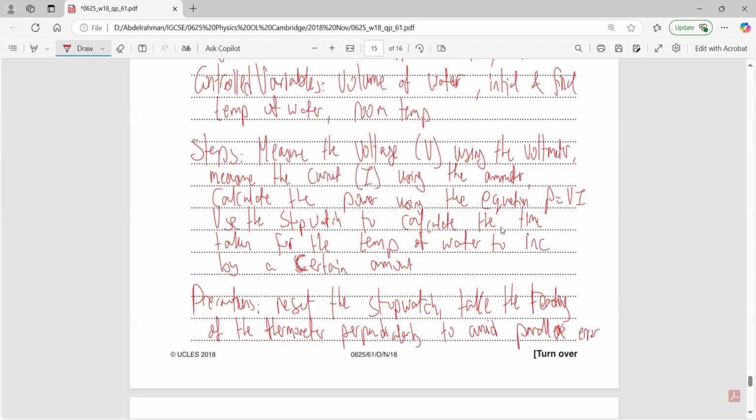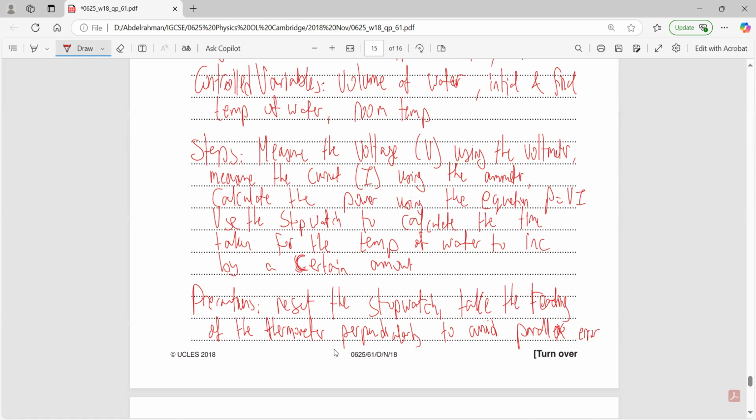You can say other precautions for the thermometer. You can say stir the water gently to take an average temperature. You can say leave the thermometer for a couple of seconds before taking the reading when you put it in the water. These are just some of the precautions that you can write down in this experiment.